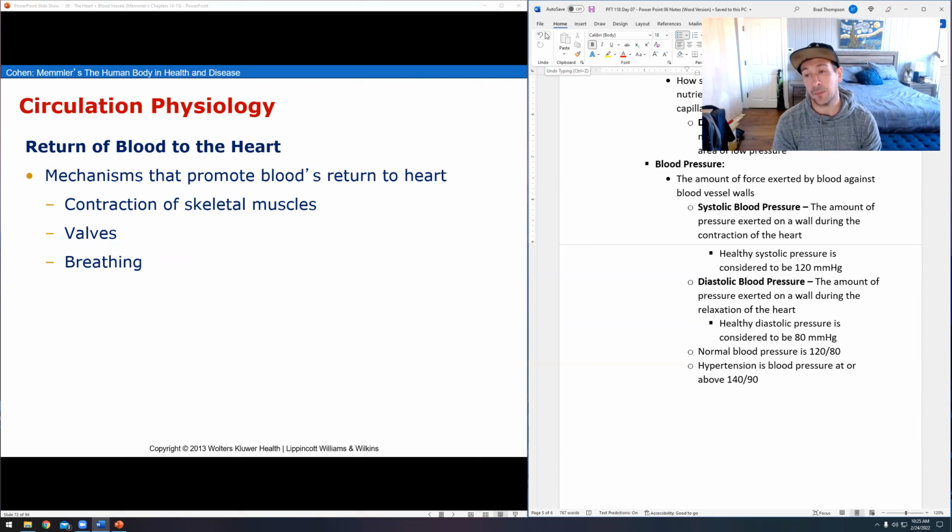Vasoconstriction is exactly the opposite. That is where your blood vessels constrict in order to limit blood flow. So again, when we talk about exercise, which is a fight or flight system, your body will send blood to your skeletal muscle, and it will constrict blood to places like your digestive system. And weirdly enough, it'll constrict blood to certain parts of your brain.